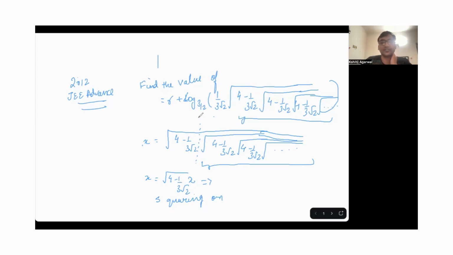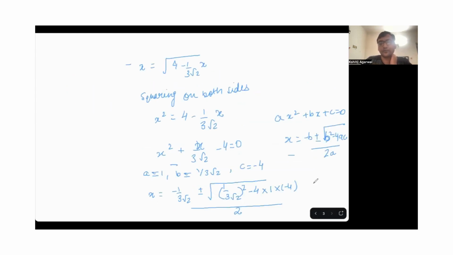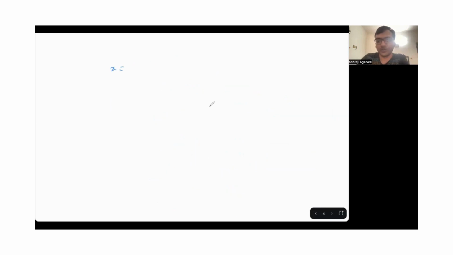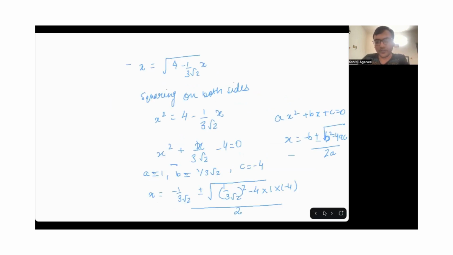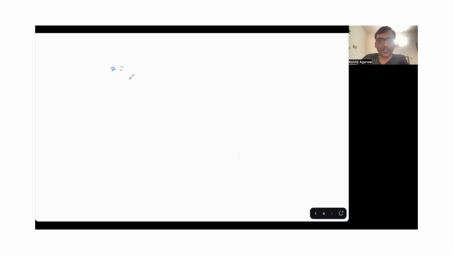Since our base is a positive number, we can't have a negative number in here. So we have to take the positive root only. I'll just drop the negative root and focus on the positive part. Okay, that was the last step. Minus 1 by 1, and I'm taking the positive root only.